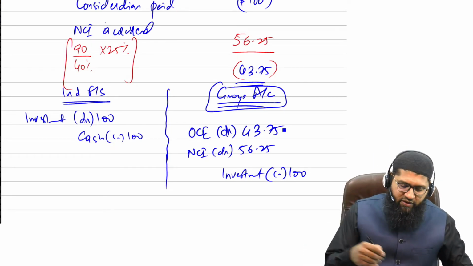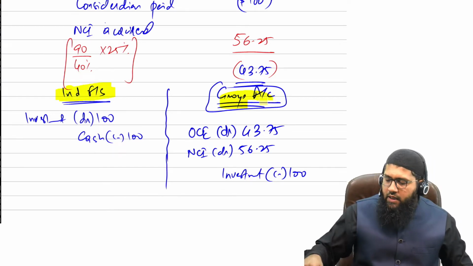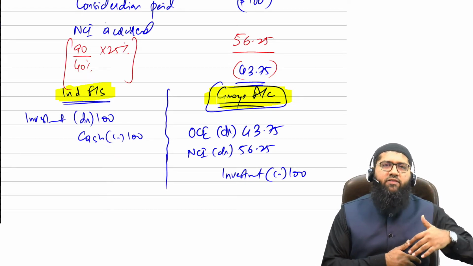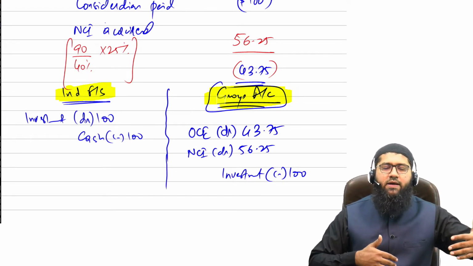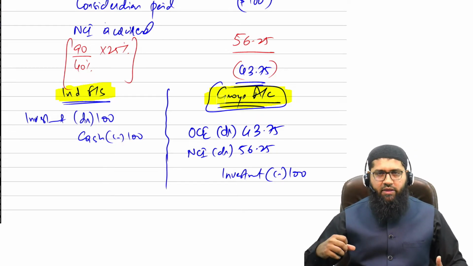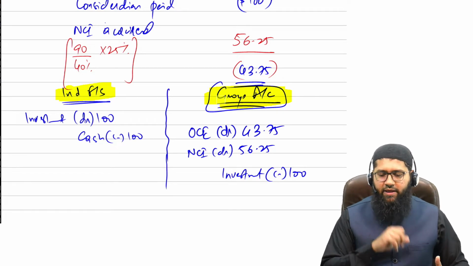So basically, always remember that it's either the individual financial statement or the group financial statement. In the individual financial statement, you just say investment debit, cash credit. But in the group financial statement, you recognize gain or loss on this acquisition, and that gain or loss is recognized within the equity area.